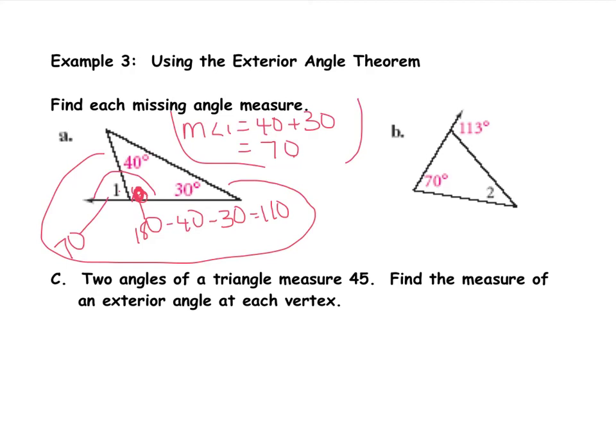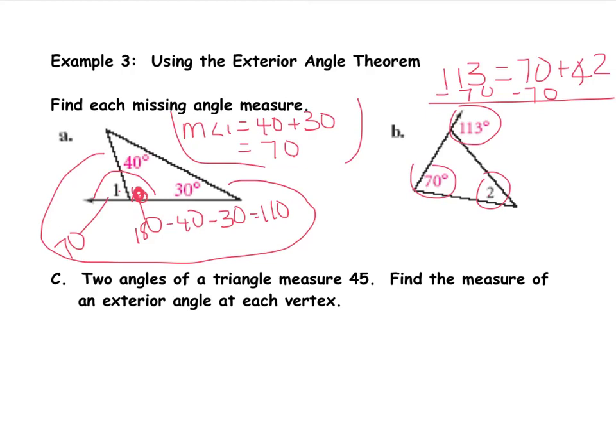Okay, so B, same kind of process, but you got to subtract instead. You set it up. The exterior angle 113 equals the sum of the two remote interior angles, 70 and angle 2. So basically this time I have to subtract 70 from 113. And that gives me that extra remote interior angle. So measure of angle 2 is going to equal 113 minus 70, and I think that's 43. So there's that answer.